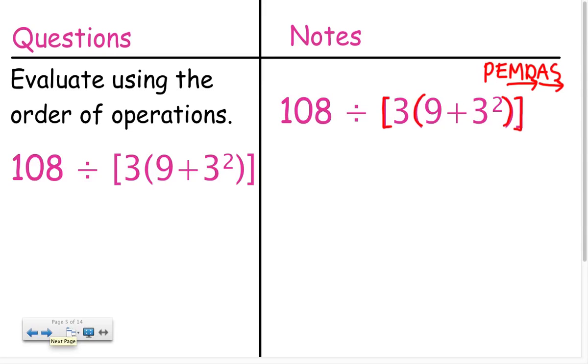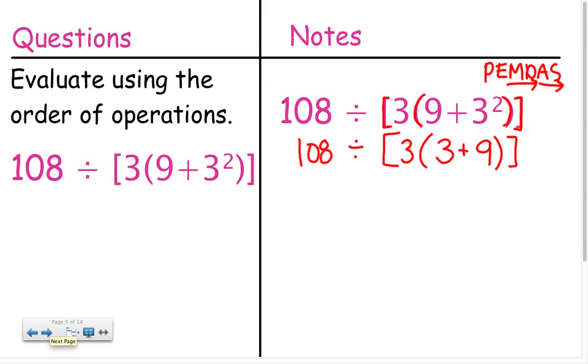I have 9 plus 3 squared. If I follow PEMDAS, I know I have to do the exponent first. So I'm going to turn this into a 9, and then I'm going to copy down the rest of the problem. Remember, 3 squared isn't 3 times 2, it's 3 times 3.